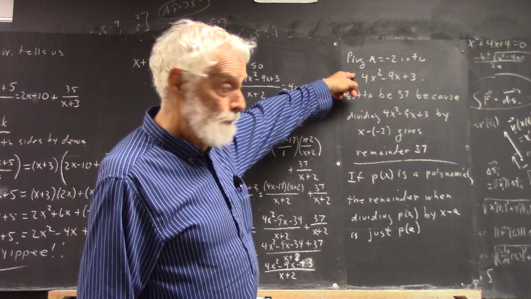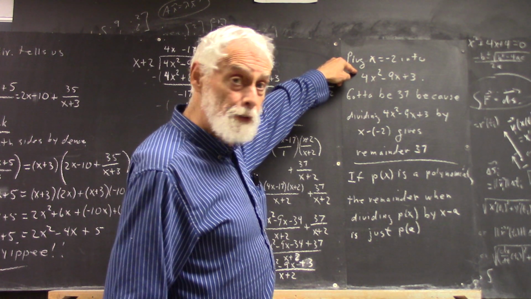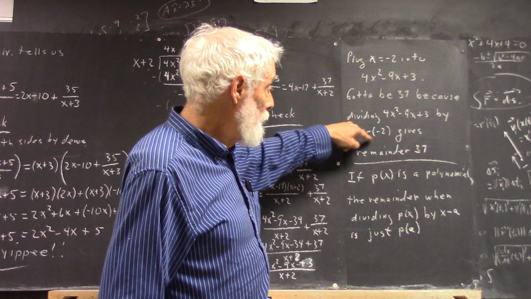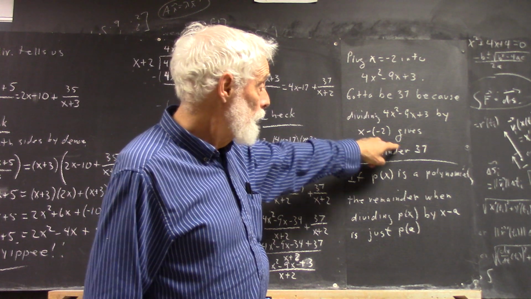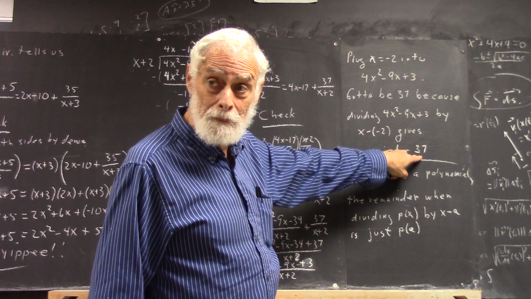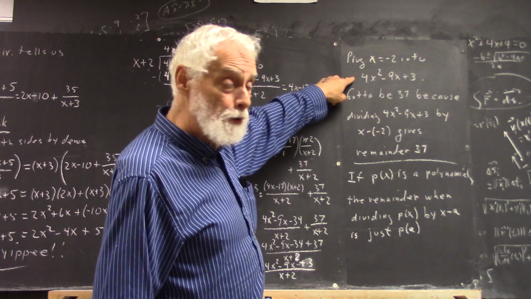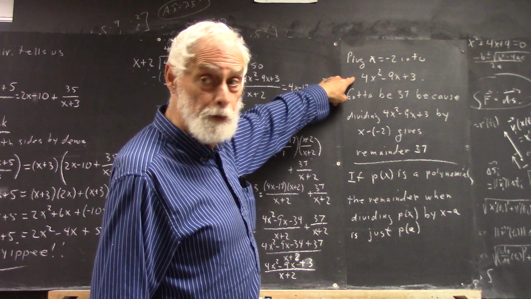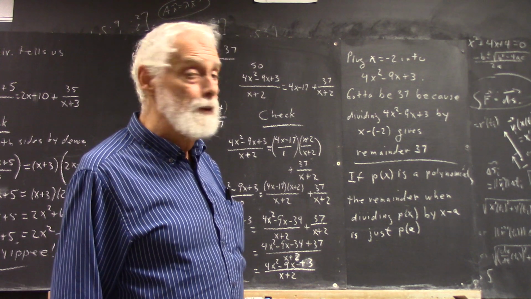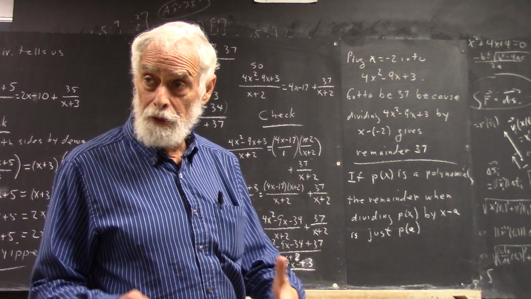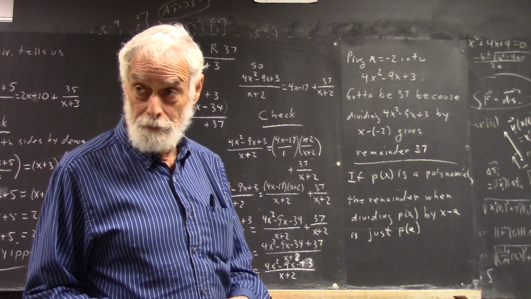Okay? We divided this polynomial, that's our p of x, by x minus -2, and we got a remainder of 37, which is this polynomial evaluated at -2. It's an important idea, which I've kind of emphasized in some of the things I'm asking you to do for homework. Okay?